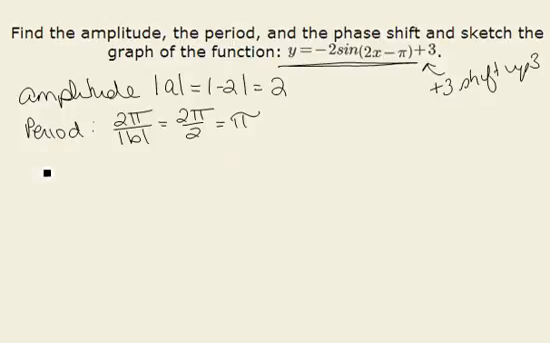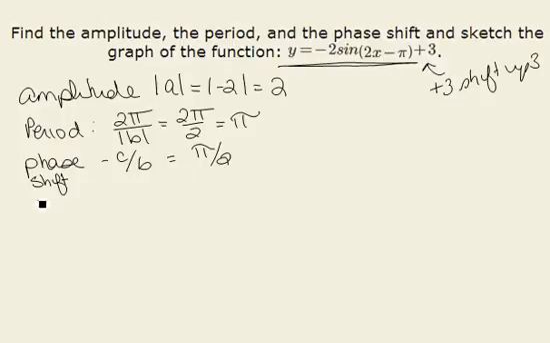Finally, we will look at our phase shift, and our phase shift is given by the opposite of c over b, where c is a negative pi and b is 2. Therefore, our phase shift is a positive pi over 2 units.